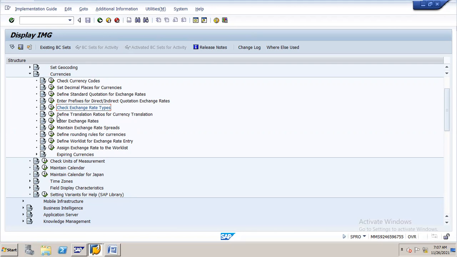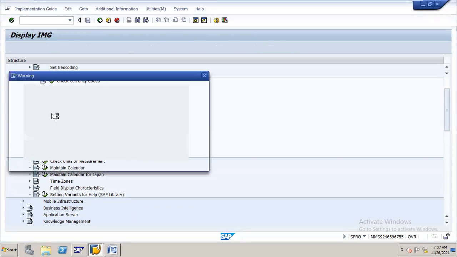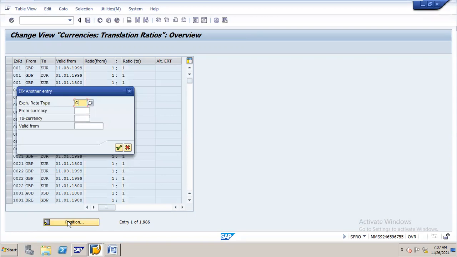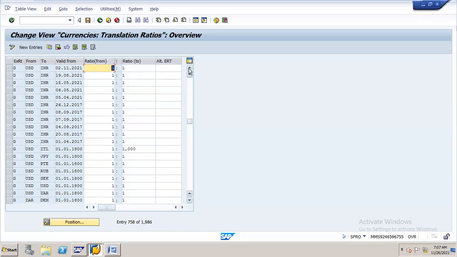Let me show you this also. Define translation ratios. Here, I will show you. Suppose exchange rate type G, from currency USD to INR. I will show you what the ratio between USD to INR is. What is that? Tell me. 1:1. So these also you need not maintain manually. By default, wherever you go, these ratios are the same. We need not maintain them separately. It comes with SAP itself.